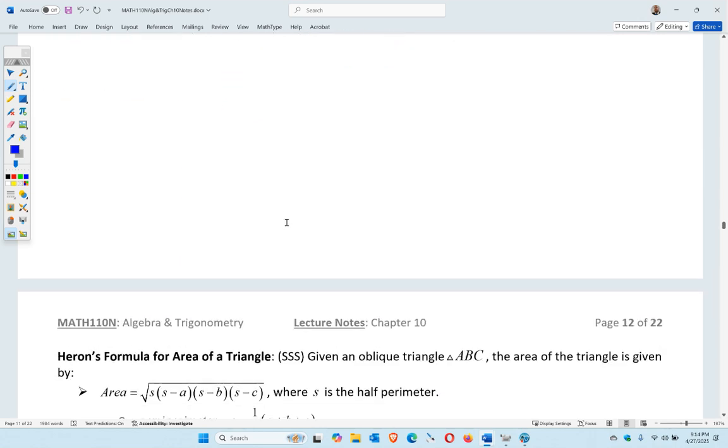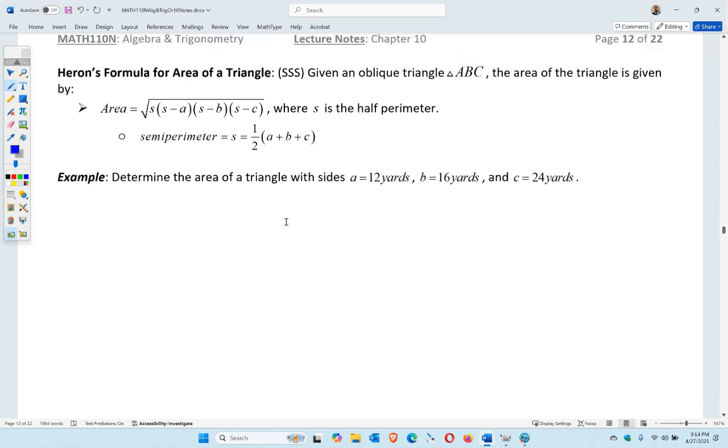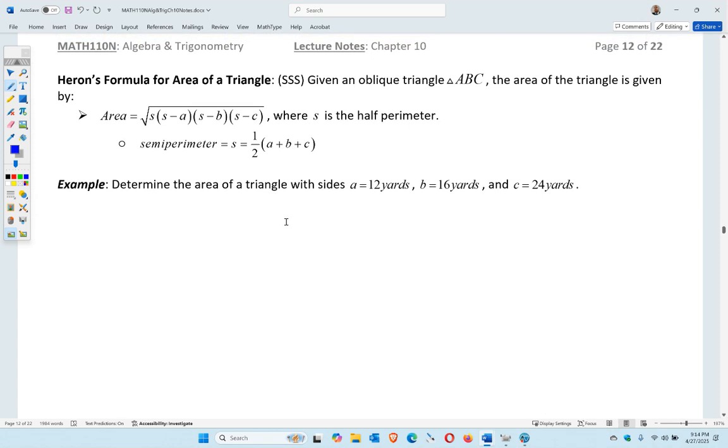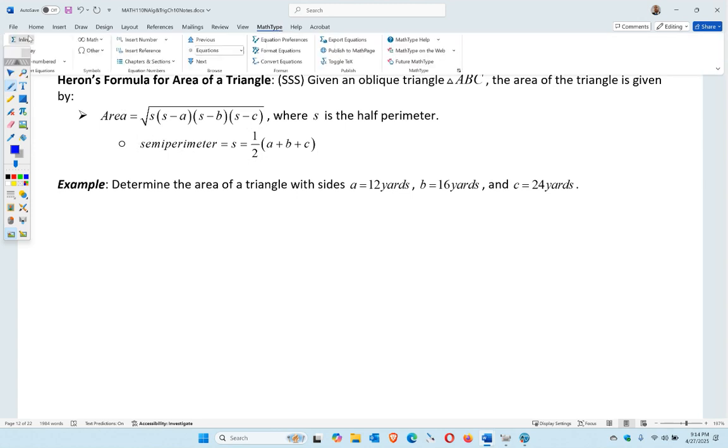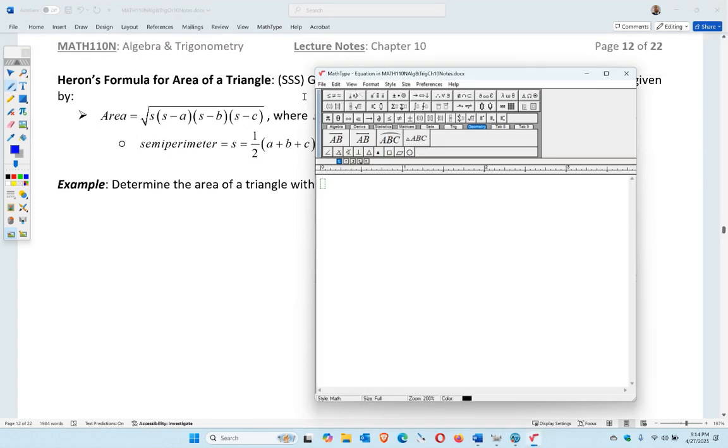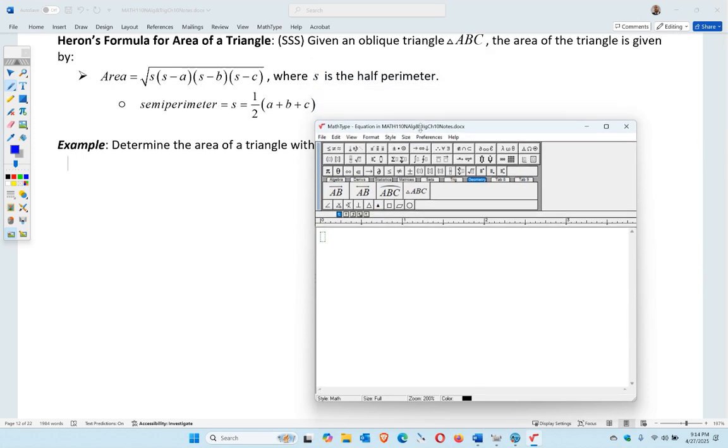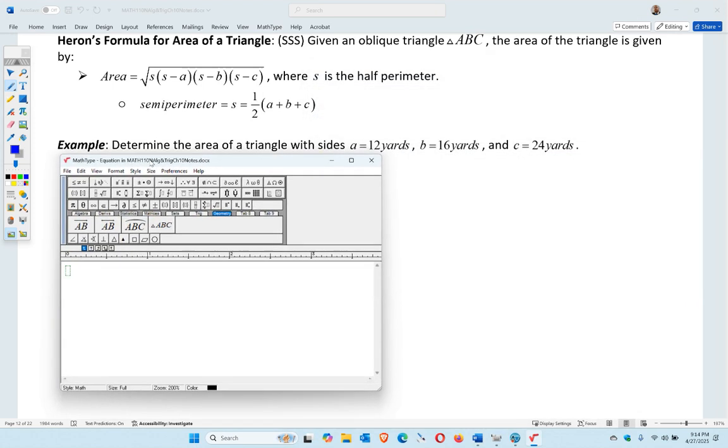All right, so then we got Heron's formula, which is another way to find the area of a triangle. We talked about one way last time. It's a different way this time. If you had an angle, you'd use the other method. This method is if you have no angles whatsoever. Okay. So we need the semi-perimeter, which is the S, and then we can figure out the area from there.